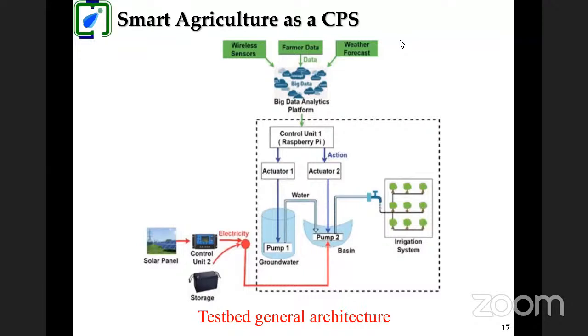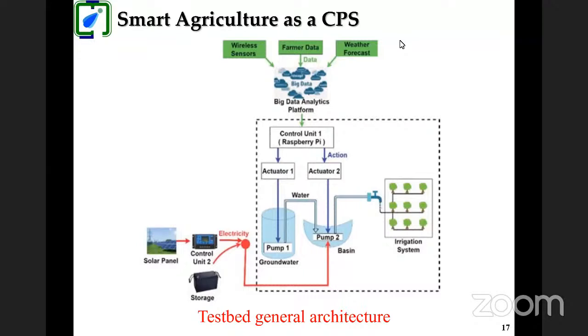So actuator 1 will switch on the pump. Let's say pump 1 is the groundwater pump, which will lift the water from the ground and put it into a basin, which is pump 2. And then from pump 2, our sprinkling system will have water and will sprinkle it onto the irrigation system.